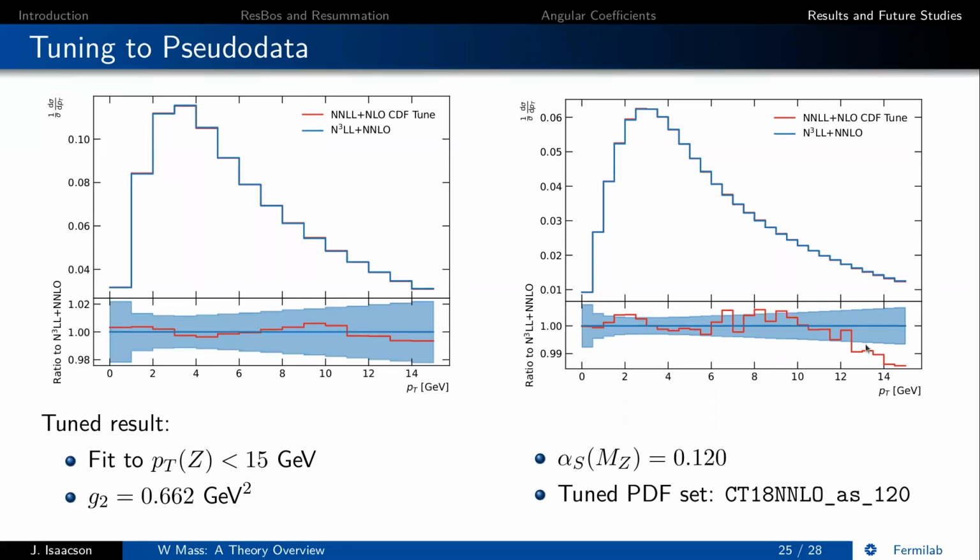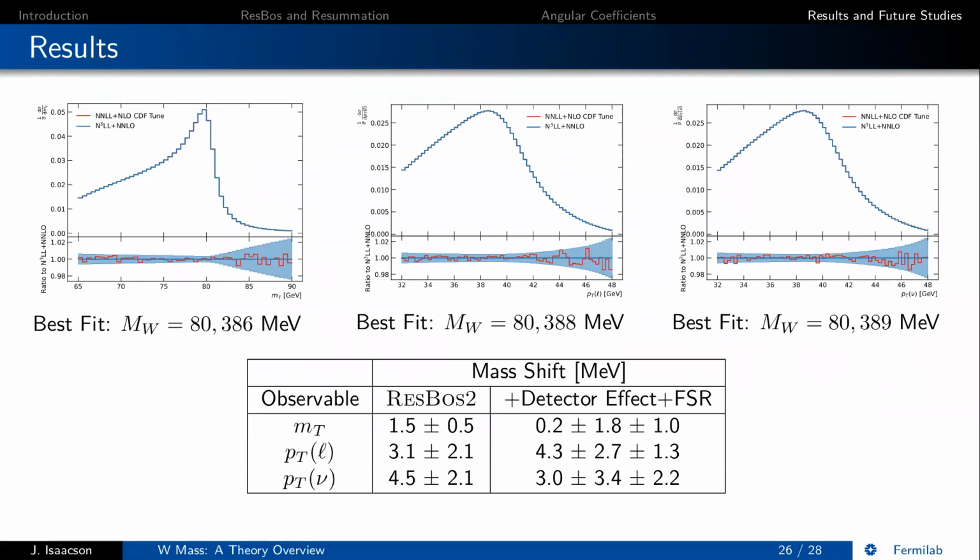So now that we have tuned it and validated it, we can take this result and compare it to what you would extract the mass to be. As you go through and extract the mass, you can compare it to the MT of your result, the PT of the lepton, and the PT of the neutrino. So you can go through, extract those values, and you get different ones for the different observables. You can look at the spread of the tuned result to the data, and you can see that they are all within what you would expect from statistical fluctuations. You can then say how much of a shift this would be, and you can see this is of the order of a few MeV.